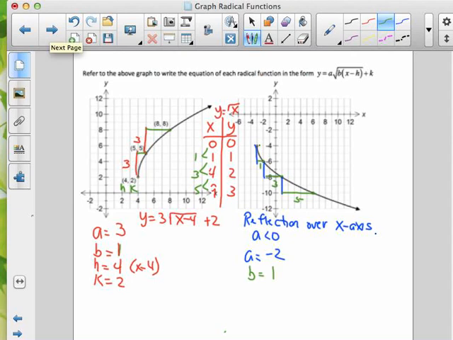And then let's look at our point here. This point is at -3, -4. So this is our H and this is our K. Our H, I'll just write in blue. Our H is -3, so that's going to be x plus 3, because that would be minus a negative. And our K is -4, so that means our equation is y equals -2 times the square root of x plus 3 minus 4. And there's our equation. That's all there is to it.